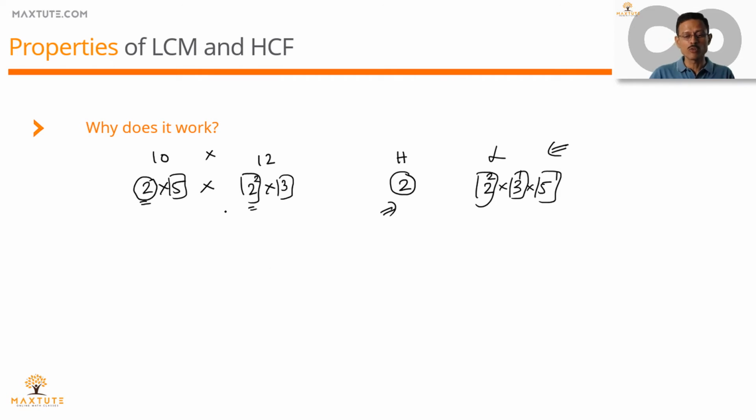The lower power came to your HCF and the higher power went to your LCM. So essentially, there are four parts to this product. We have split them in a different order and got them in the HCF and LCM. So the product of this should be equal to the product of this, which is why this method works.